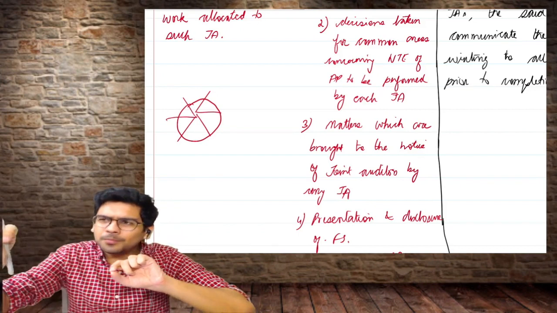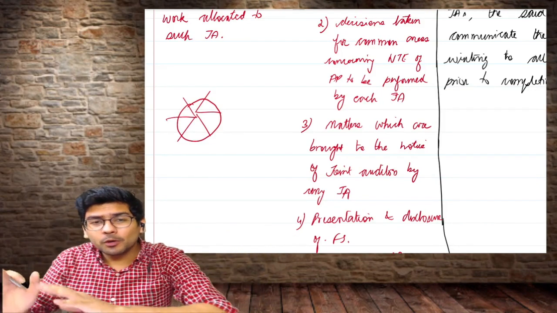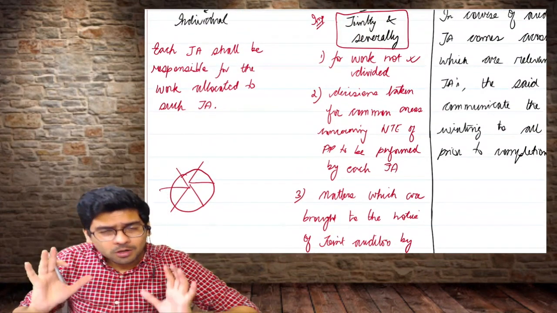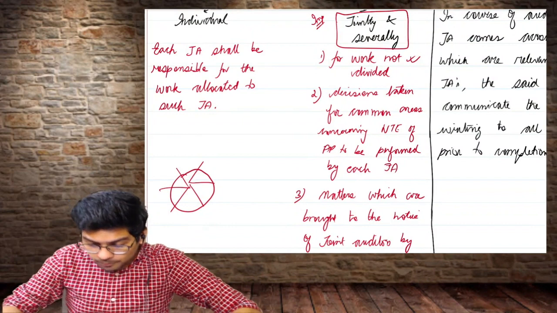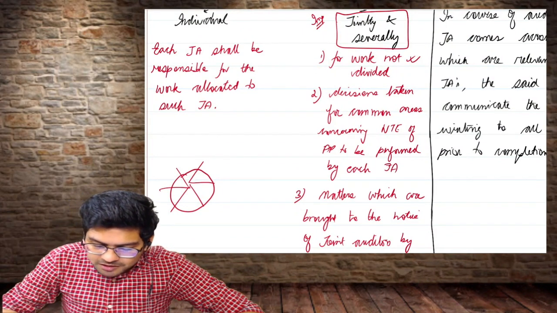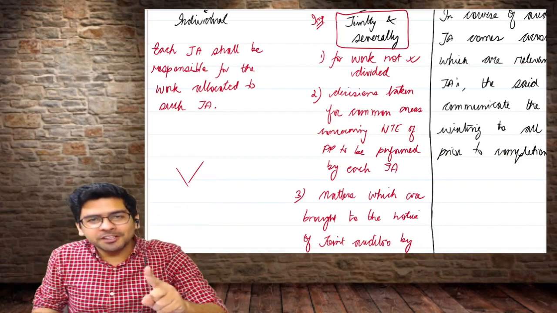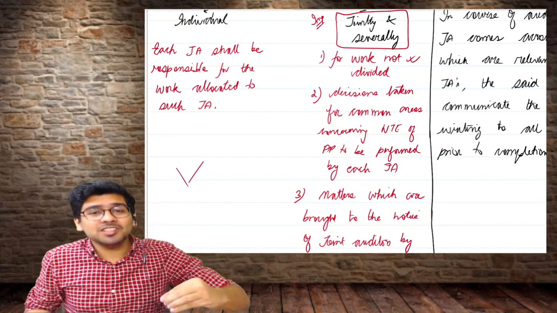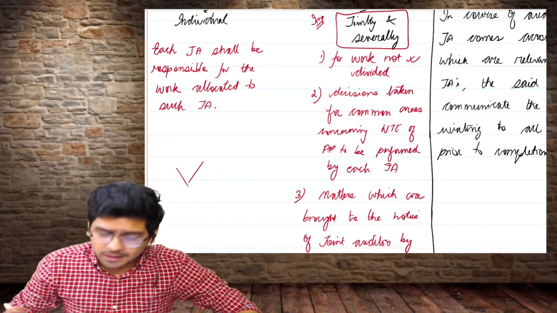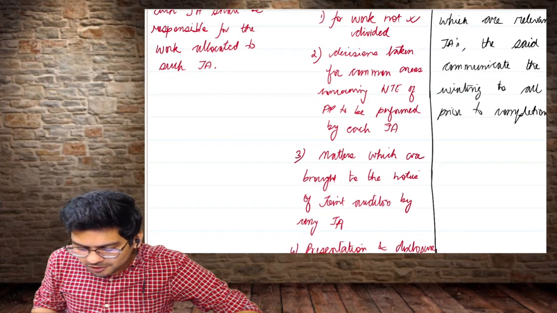Okay, but please check this part. One auditor will be doing this part, and the third auditor, let's say, will be doing this part. Now what is going to happen here also? The responsibility will be joint, and all the auditors will be responsible here also. The point here is decisions taken for common areas concerning nature, timing and extent of audit procedures to be performed by each joint auditor. The procedure will be performed by one auditor, no doubt about it. But for any decision which is taken with respect to the common area, all the auditors will be jointly and severally liable.